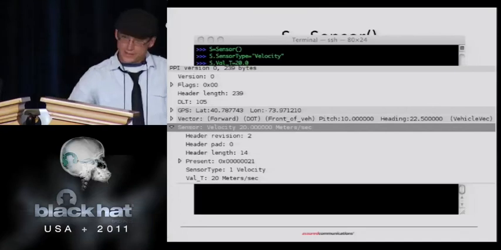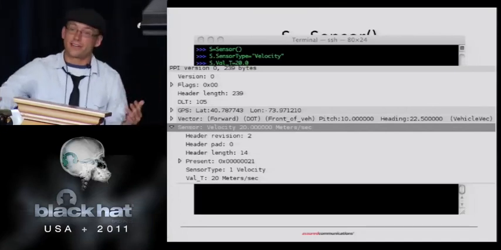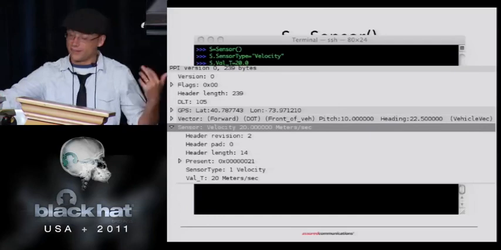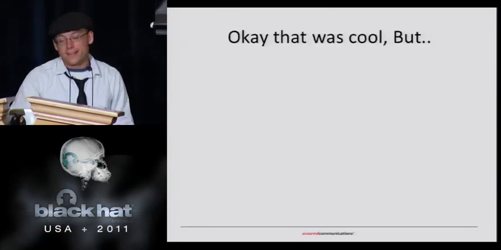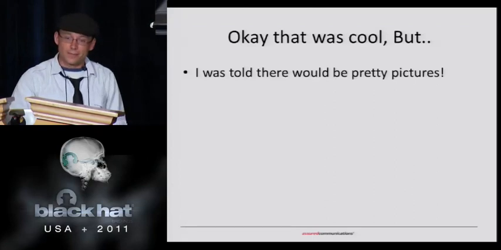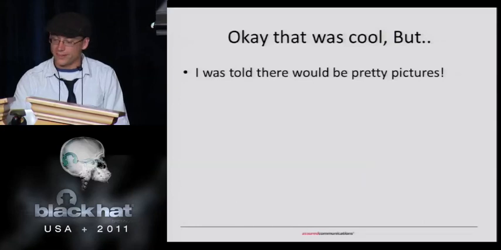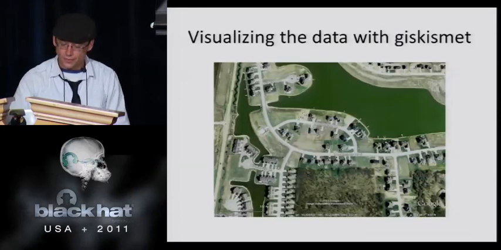If you actually wanted to, you could encode dimensional information as well. So if you actually had a 3-dimensional accelerometer, you could encode that there. That gets a little more complicated for a 20-minute talk, though. So that was cool, but I was told there would be pretty pictures. This whole talk was supposed to be about some universal wireless visualizers. So where are they? Here we go.